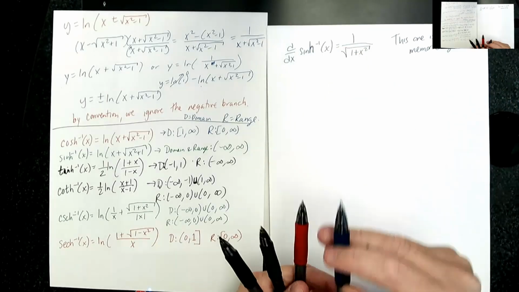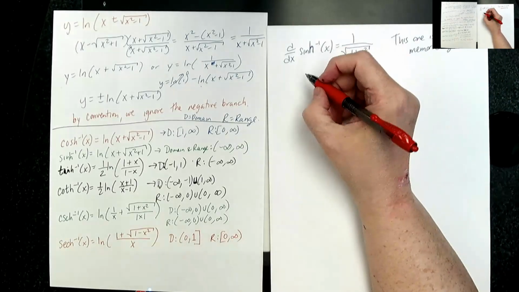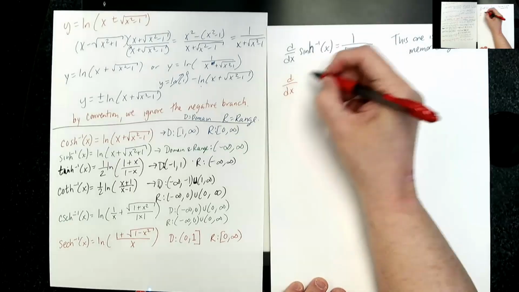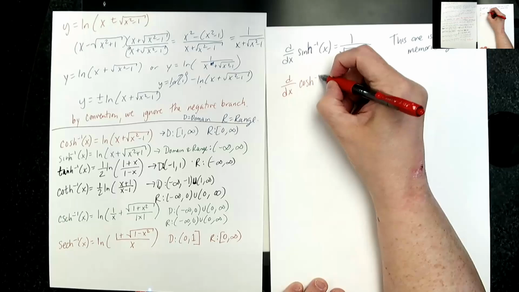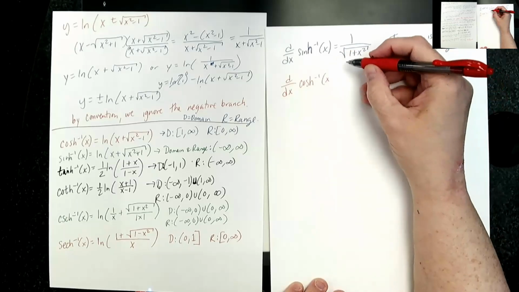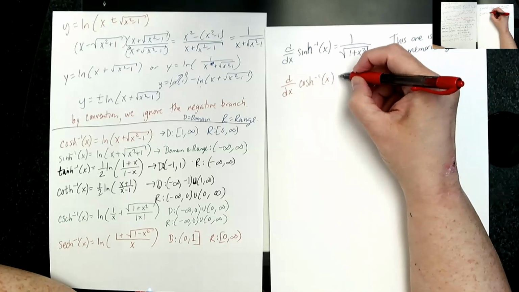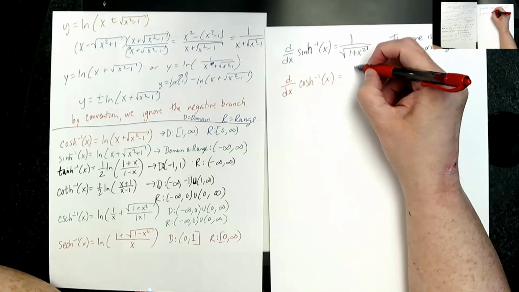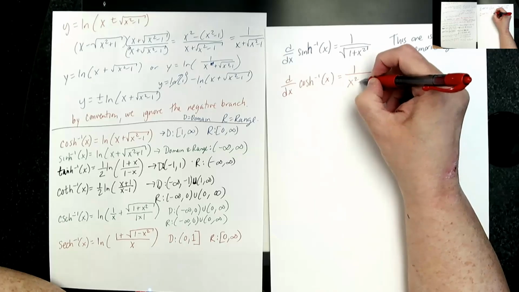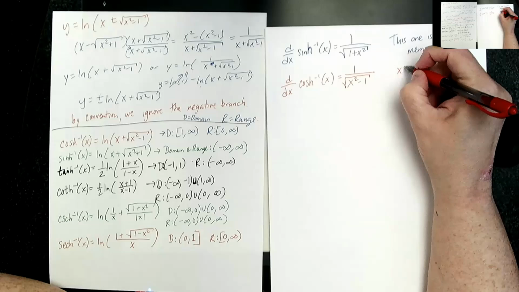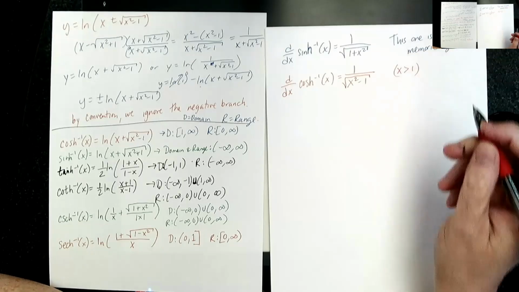Comes up more often than you'd like. I know that. That Koch does too. I think all the basic three here do. This is 1 over the square root of x squared minus 1. And we require x to be greater than 1 here to be in the domain.